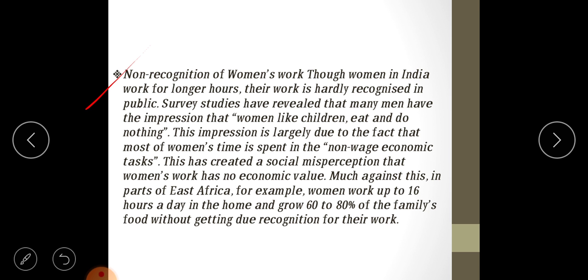So the misperceptions about women's work have to be removed in society. Okay, so this has created a misperception that women's work has no economic value. So this is also one of the main indicators of inequality.